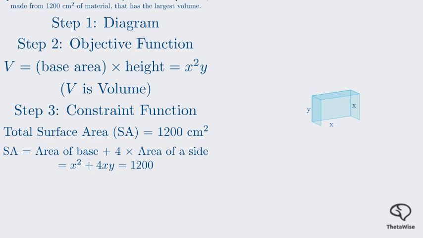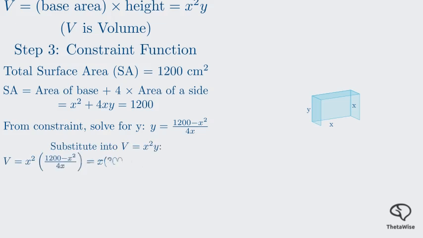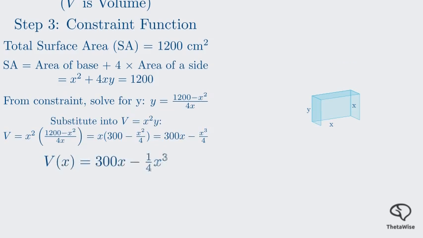Now we solve the constraint for one variable and substitute it into the volume equation. It's easier to solve for y. We get y equals the quantity 1,200 minus x squared, all divided by 4x. Now we substitute this expression for y into our volume equation. Our volume V is now a function of just x.